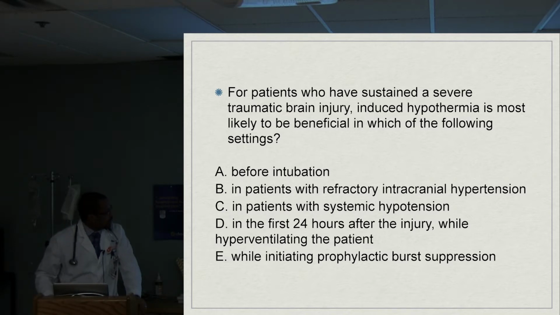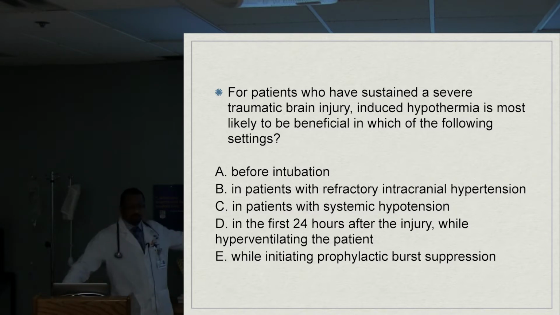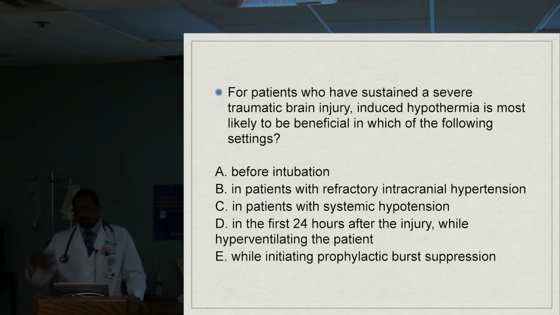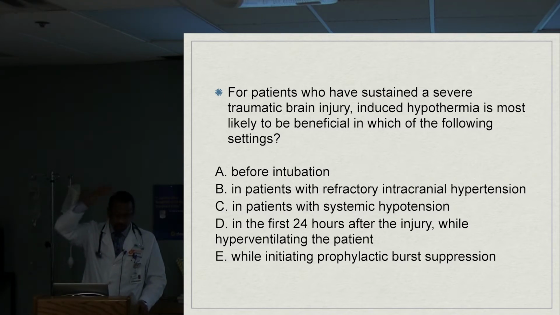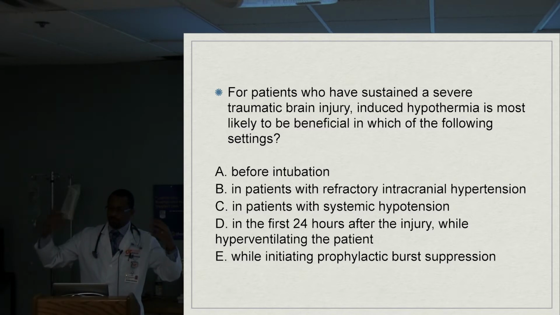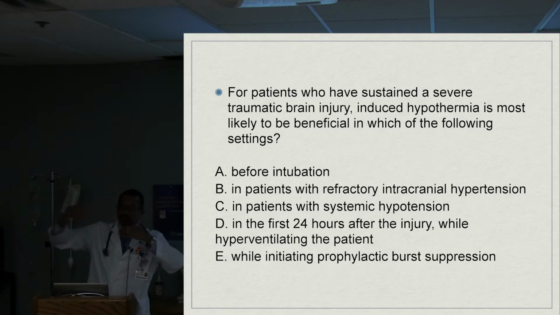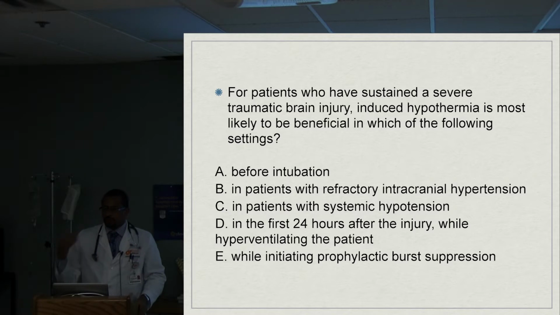The options are: before intubation, in a patient with refractory intracranial hypertension, in a patient with systemic hypotension, in the first 24 hours after the injury, while hyperventilating the patient, or while initiating prophylactic burst suppression. You remember earlier we said sometimes we do prophylactic burst suppression. Anyone who works in trauma does a lot of ICP monitoring, because after trauma what you're afraid of is increased pressure. With the trauma, the brain is swelling, and this is the cornerstone of how they manage it. They want to get that pressure down.